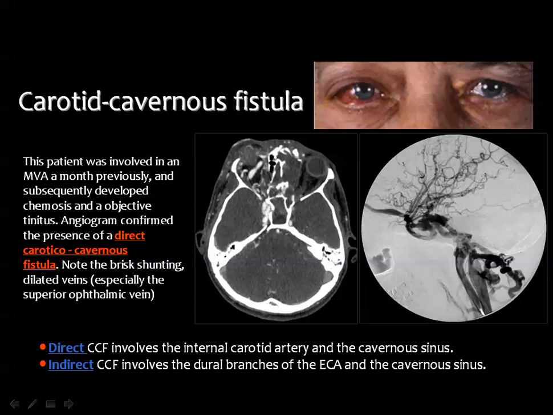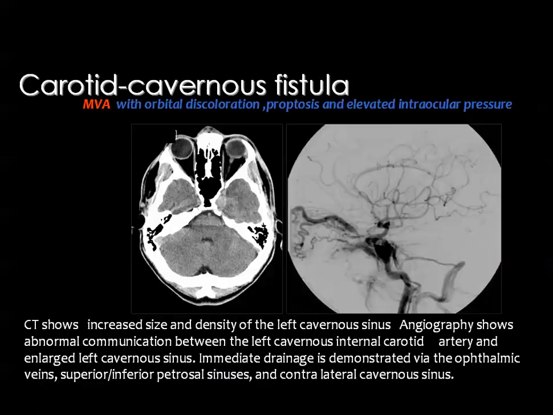Then you have two types of this fistula. The direct fistula involves the internal carotid artery and the cavernous sinus, while the indirect fistula involves the dural branches of the external carotid artery and the cavernous sinus. In the indirect fistula, the sinus will not be so much enlarged, and also the superior ophthalmic vein will not be so much dilated.